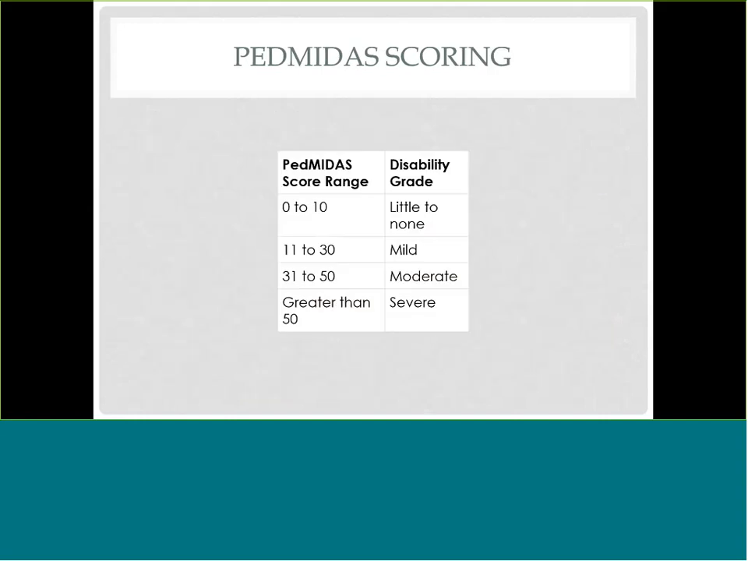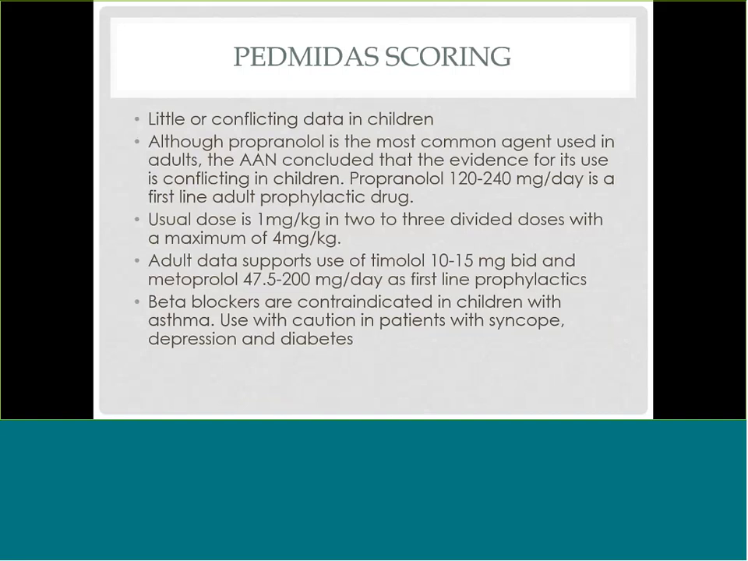So the range is 0 to 10 means little to no disability. 11 to 30 is mild. 31 to 50 is moderate. And greater than 50 is severe. So when you have a child with a MIDAS scale in the moderate range with significant dysfunction, we start thinking about daily prophylactic treatment. And there's a lot of controversy about which medications to use in children.